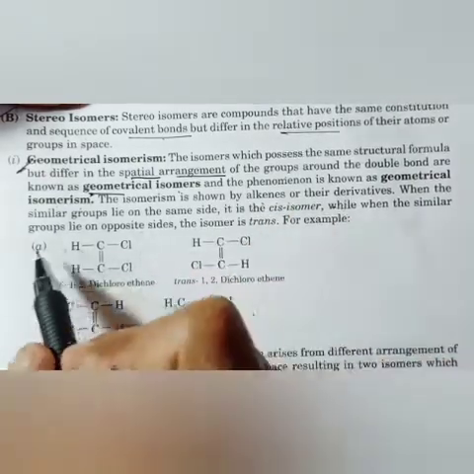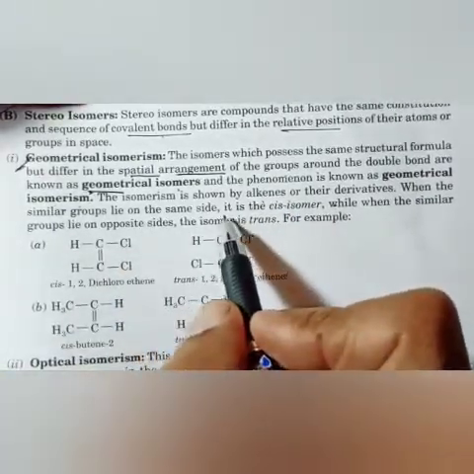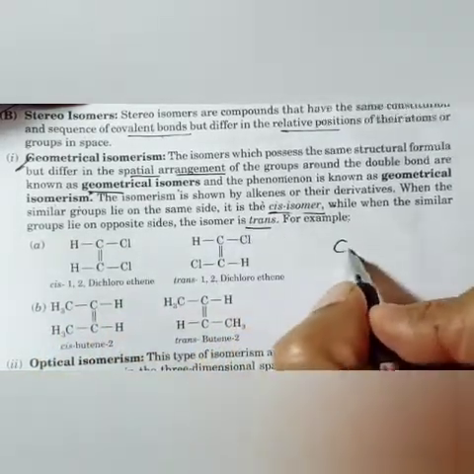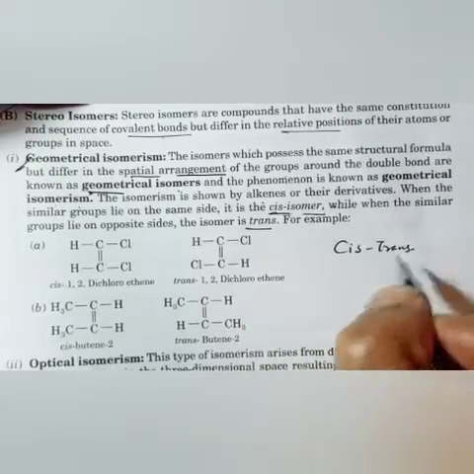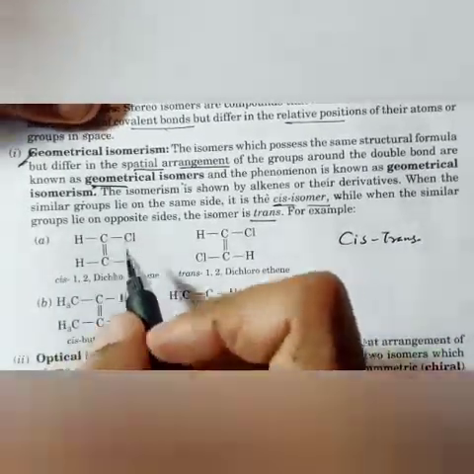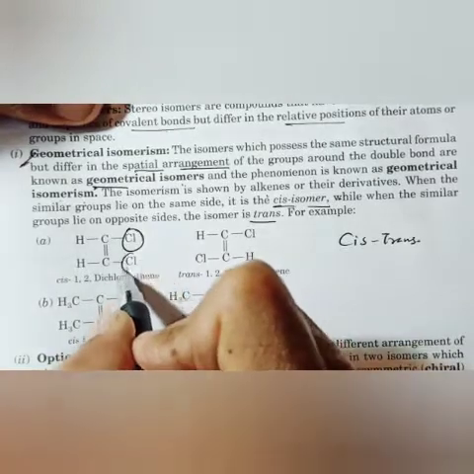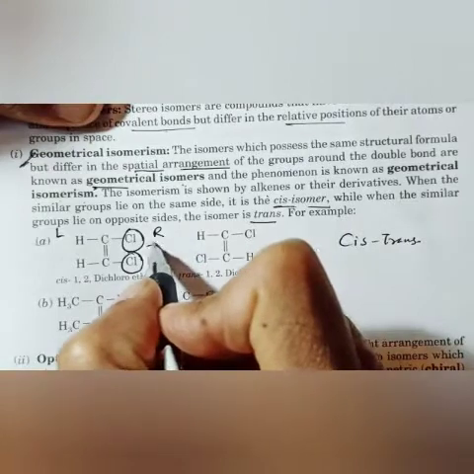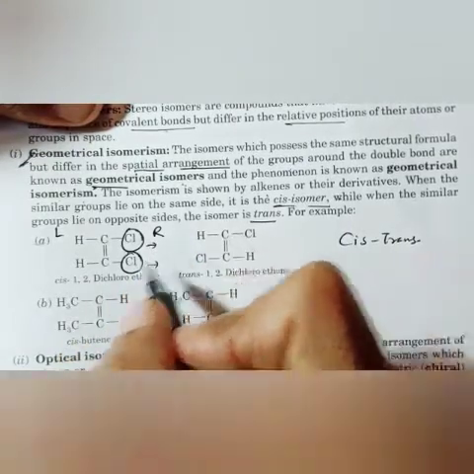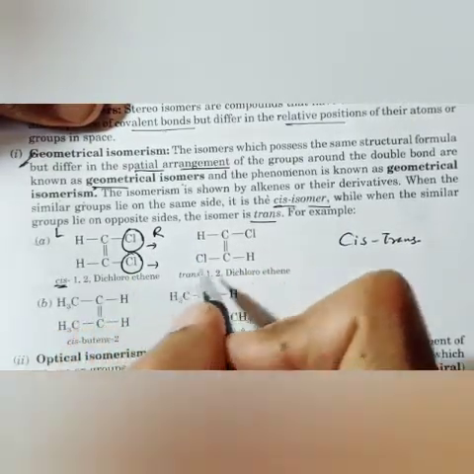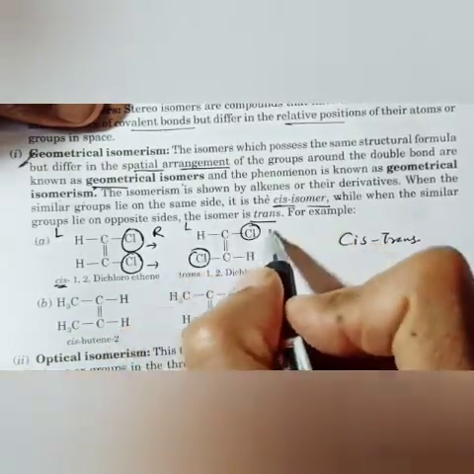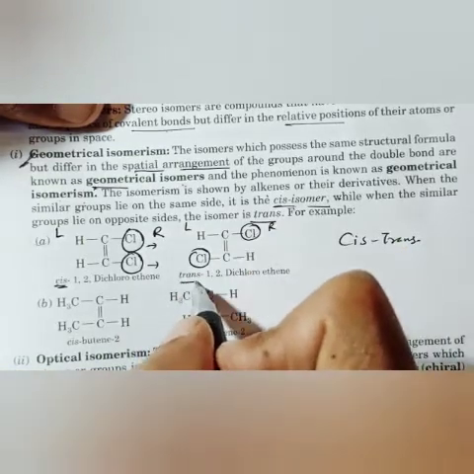This isomerism is shown by alkenes or their derivatives. When similar groups lie on the same side, it is cis isomerism, while when similar groups are on different sides, it is trans. This is also called cis-trans isomerism. Now understand, what is cis? When the same type of functional group is on the same side. Suppose this is the left side and this is the right side. If both chlorines are toward the right side, that is called cis-1,2-dichloroethene. When the chlorines are in opposite directions, one on the left-hand side and the second on the right-hand side, that is called trans. Got my point?